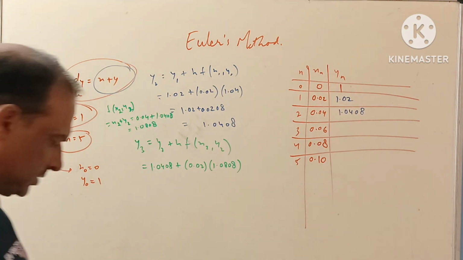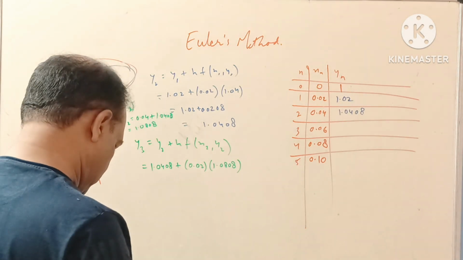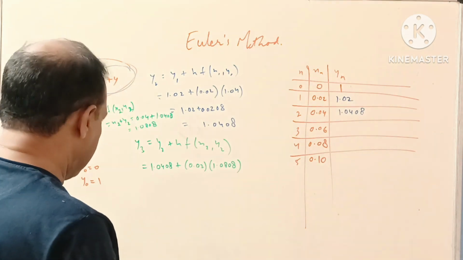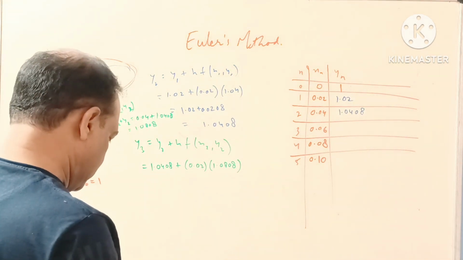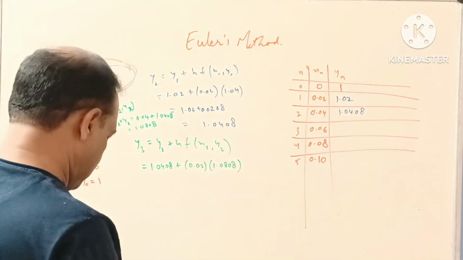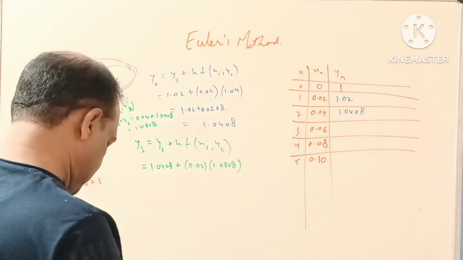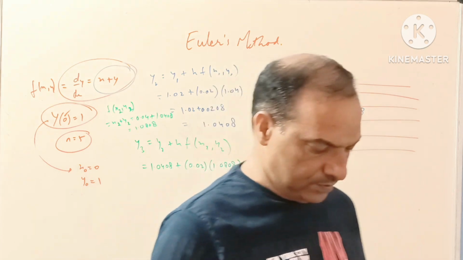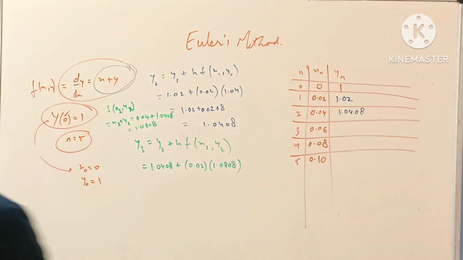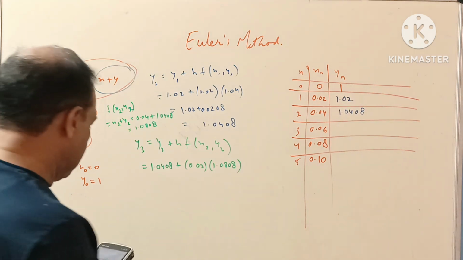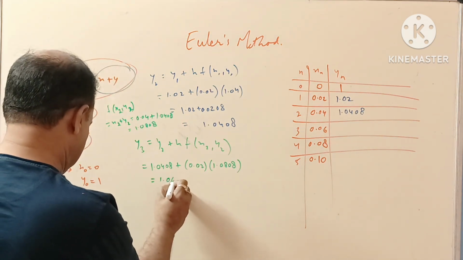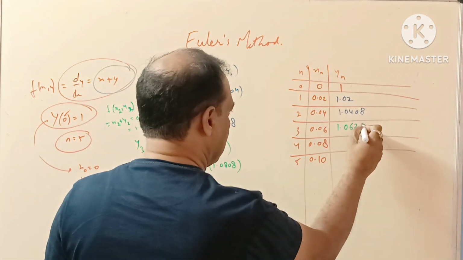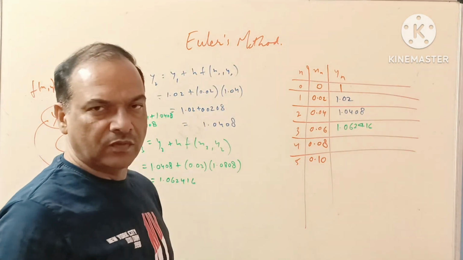Now what you have to do is write down the value for this: 1.0408 plus 0.02 times 1.0808, and it will give you 1.062416. Okay, this is the value for this. This is 1.062416, the value for y3.